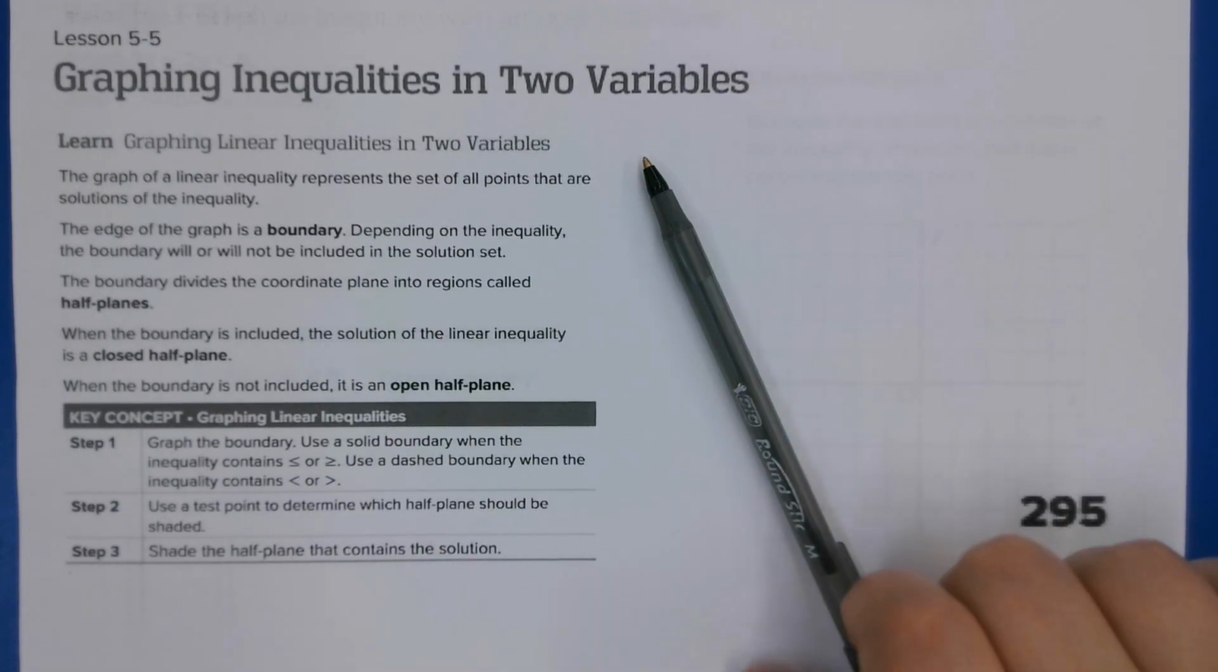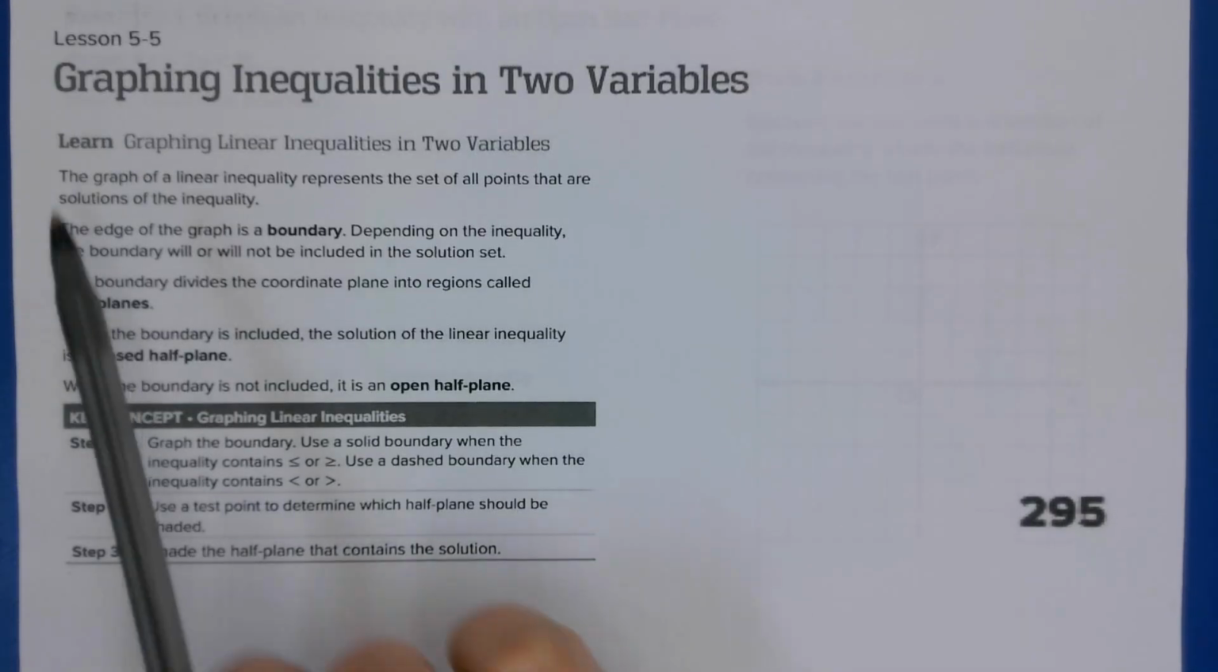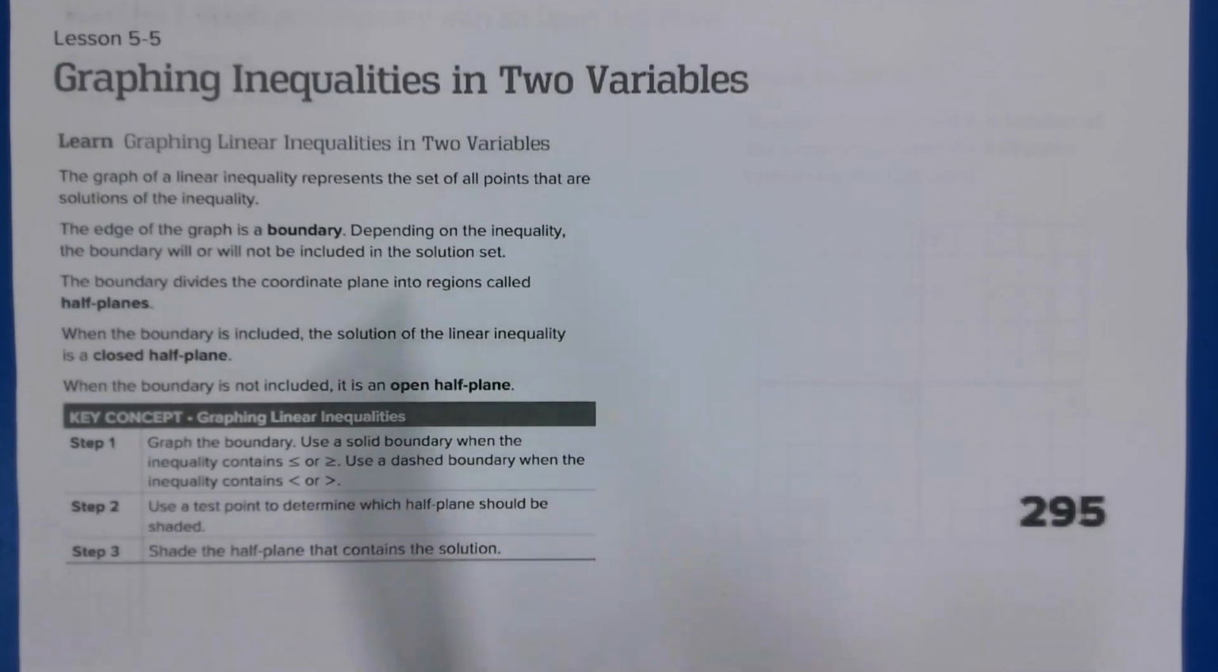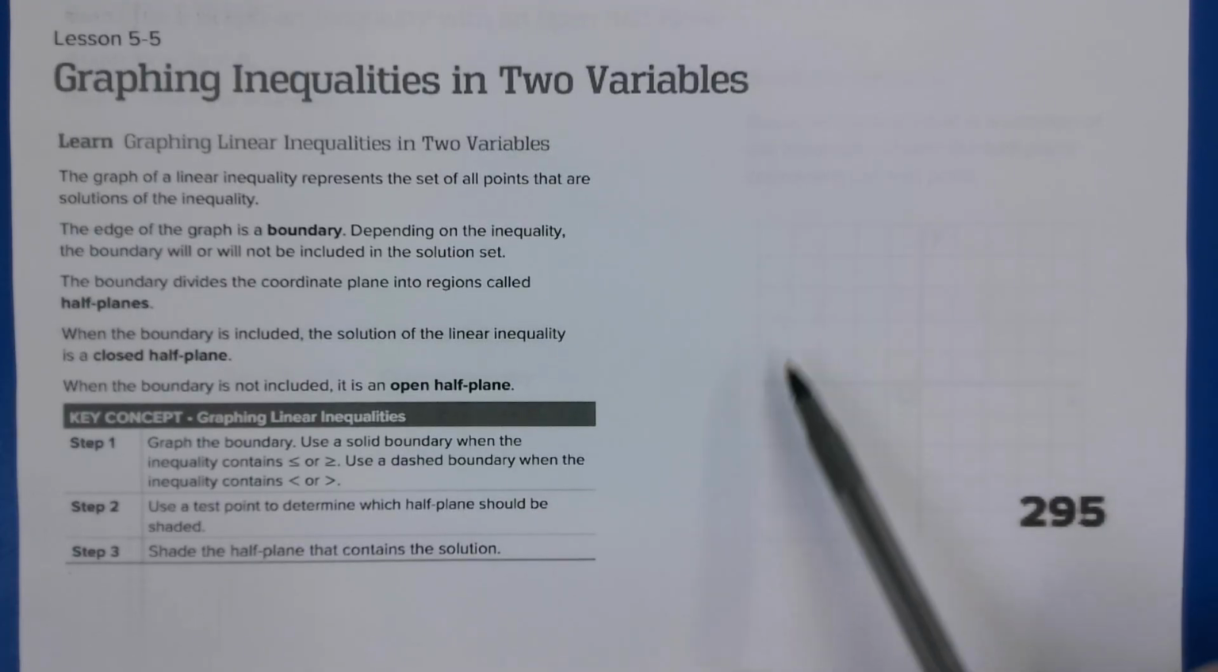Hello, today we're going to work on lesson 5-5. In our book it's on page 295 and we're going to be looking at graphing inequalities in two variables. I would like you to have your notebook to take some notes, but you also need your book because we're going to work on some graphs.